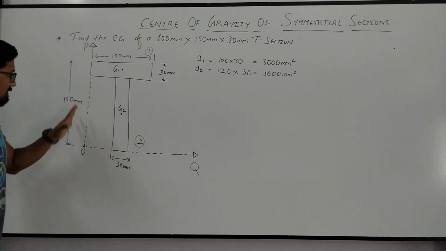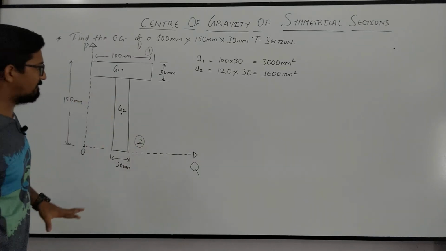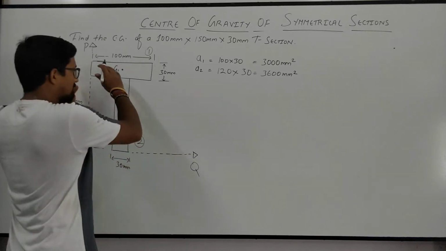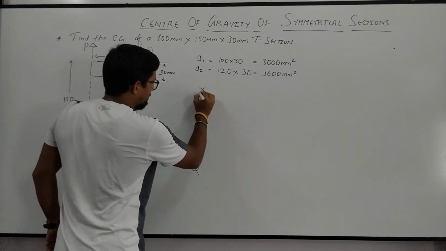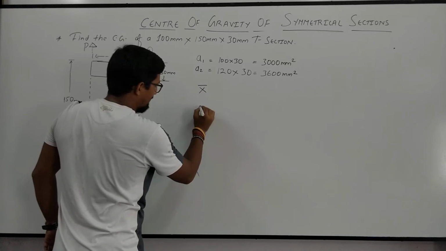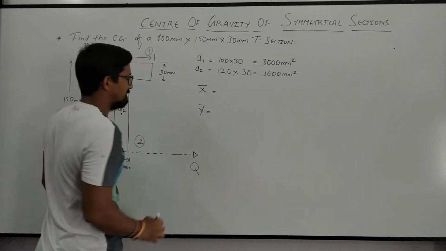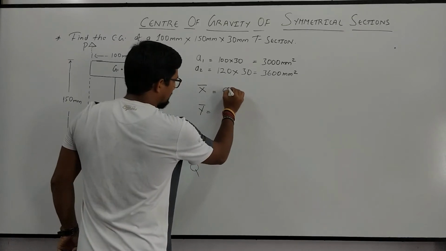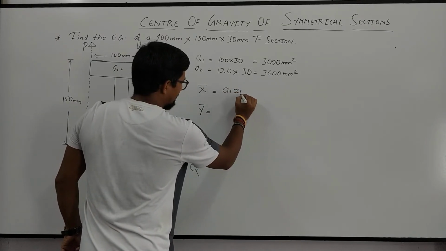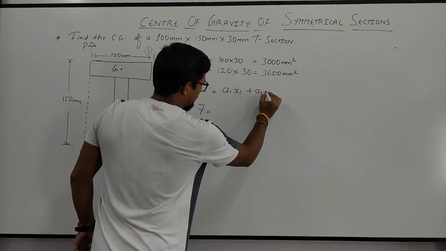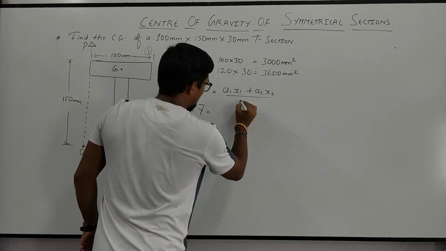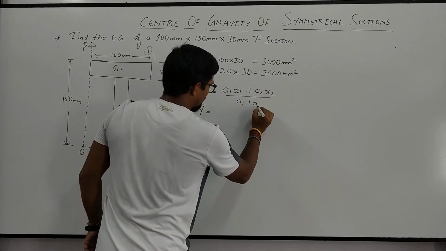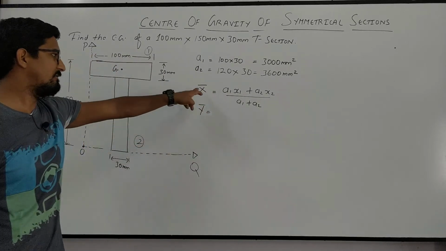Now this figure you can see. Now we have to find x bar and y bar, correct? This is our final aim. So x bar is equal to A1 x1 plus A2 x2 divided by A1 plus A2. So this is the relation for finding x bar.